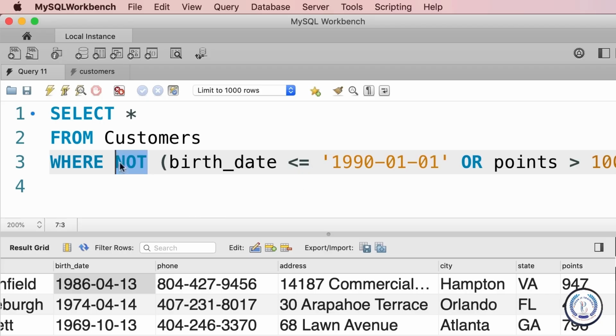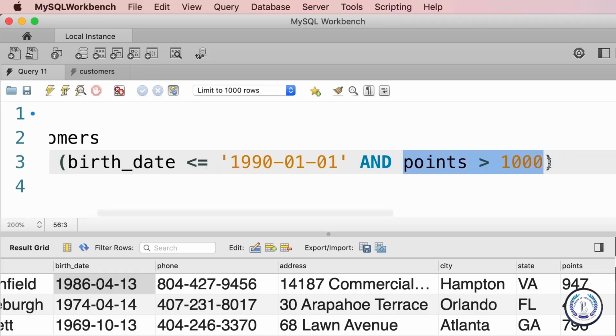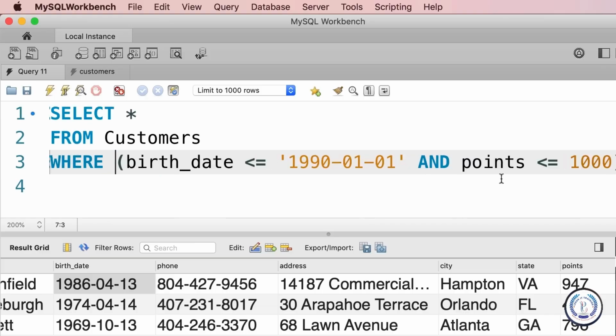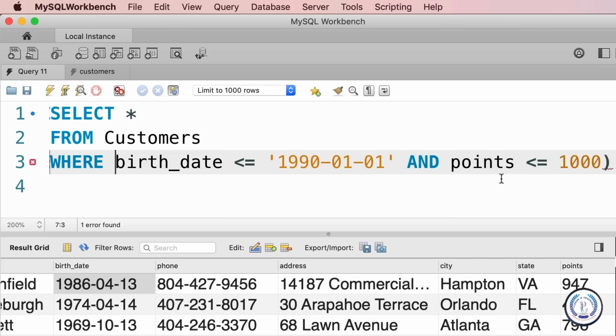Now we apply the NOT to OR, to negate the OR. What do we get? We get AND. Finally, apply the NOT operator on the last condition, people who have more than 1,000 points. When we negate this condition, we get customers with less than or equal to 1,000 points. Now we can remove the NOT operator to simplify this. We don't need parentheses anymore because we only have two conditions that are combined with an AND. Here's the result. As you can see, this is much easier to read and understand. People who were born before this date and they have less than 1,000 points.